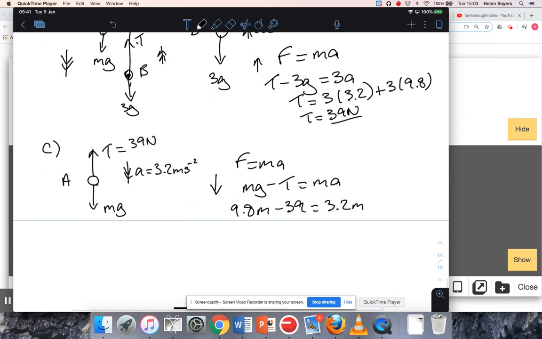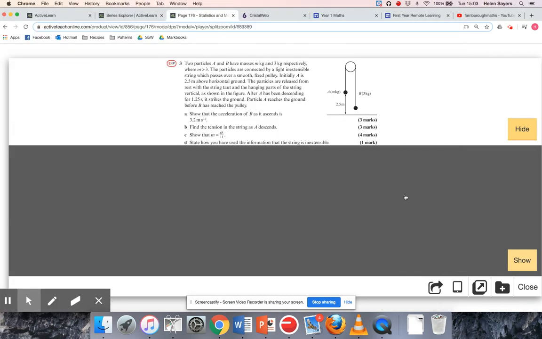So if I minus 3.2 from 9.8, I get 6.6m equals 39. If I do 39 divided by 6.6, that is 65 over 11. And again, that was a show that question, so I will just specify that I have got the final answer.